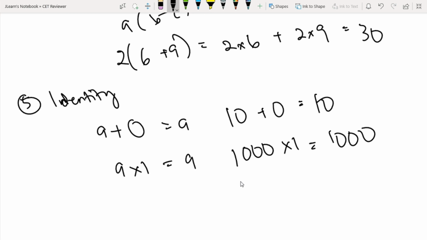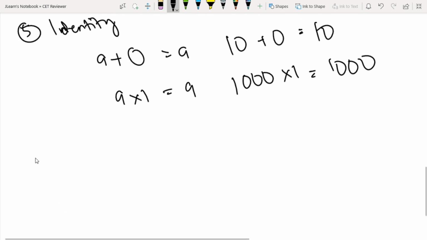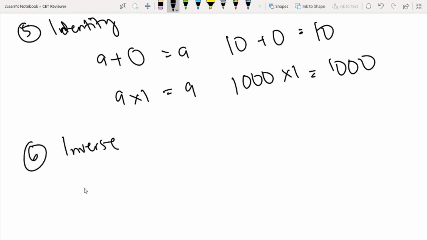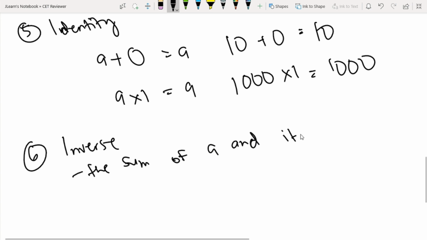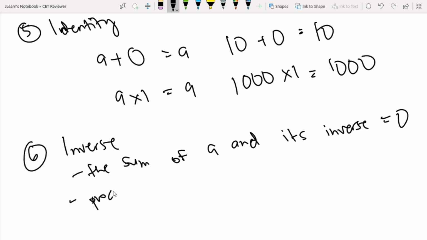So, we also have the inverse property, no? So, inverse. So, the inverse is basically yung kabaliktaran. No? So, pagka sinabi natin inverse, so, the sum of A and its inverse should be equal to 0. Okay? Or the product, no? Product of A and its inverse is equal to 1.